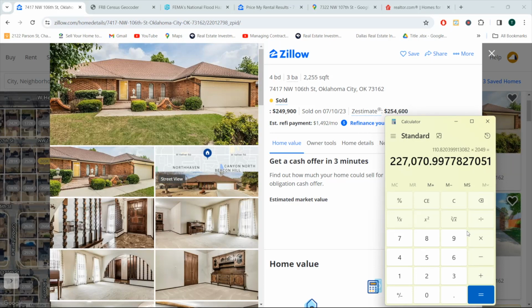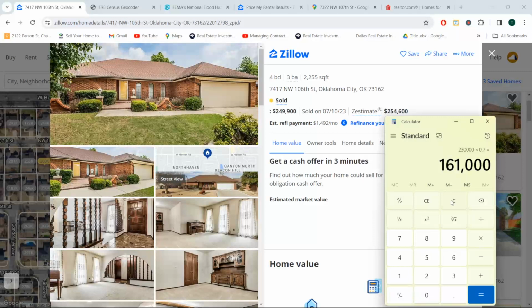So here's what we're going to do. We're going to clear this out. Now remember, we need to get a deal. They were asking, I believe, 170. So if we took 230 times 0.7, remember, 70% minus repairs, it's $161,000. Okay.